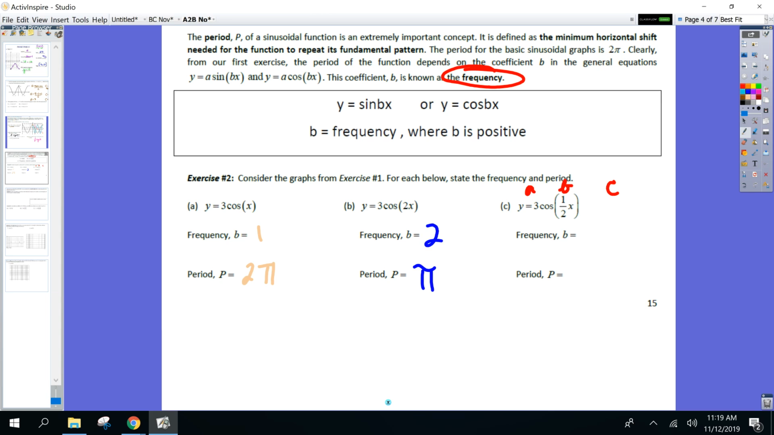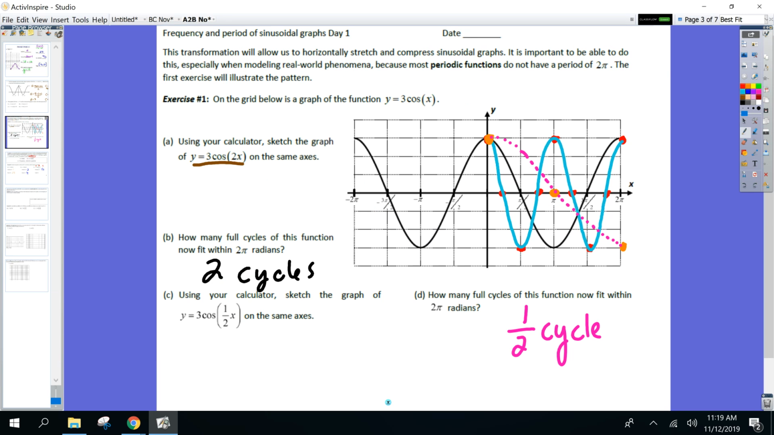And on the last one, now we're going to challenge you. What's our b value now? 1/2. Period. How long would it have taken to make one full curve here? I see half the curve from 0 to 2 pi. So to see the rest? Yeah, 4 pi. Got it.